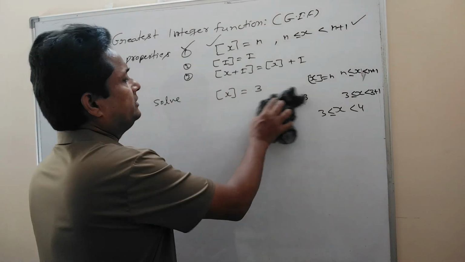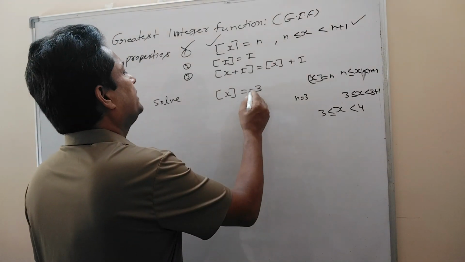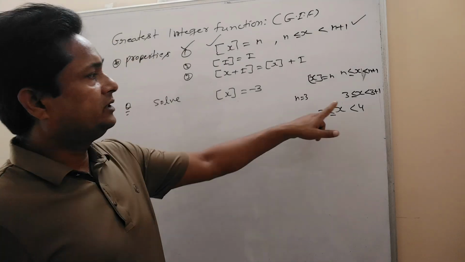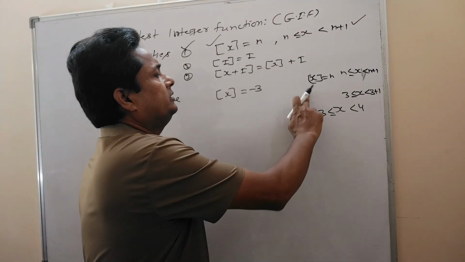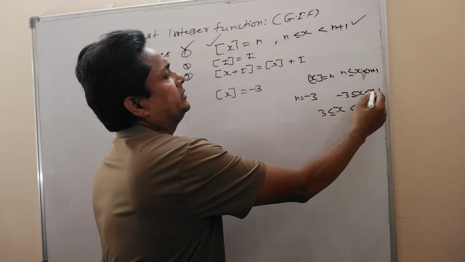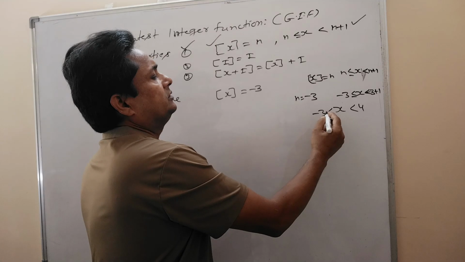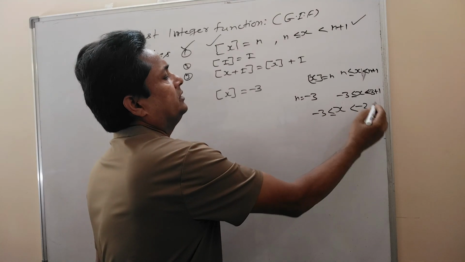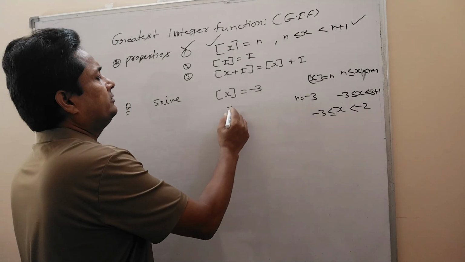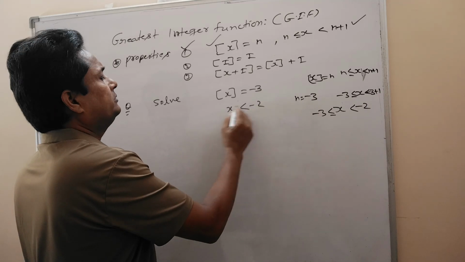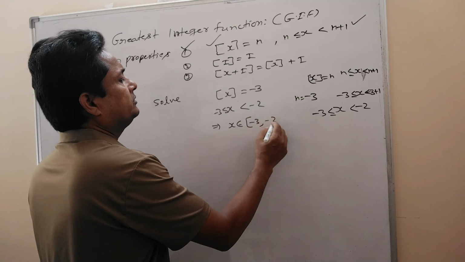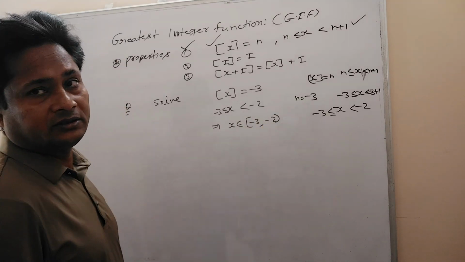Now, if I give you like this one, -3, then what will be your answer? In this case, n is -3. So substitute n is equal to -3. So this one will be -3 plus 1, so this is -3 to basically -2. So our inside value will lie between less than -2 and greater than or equal to -3. That means our answer will be -3 to -2. This is our answer.